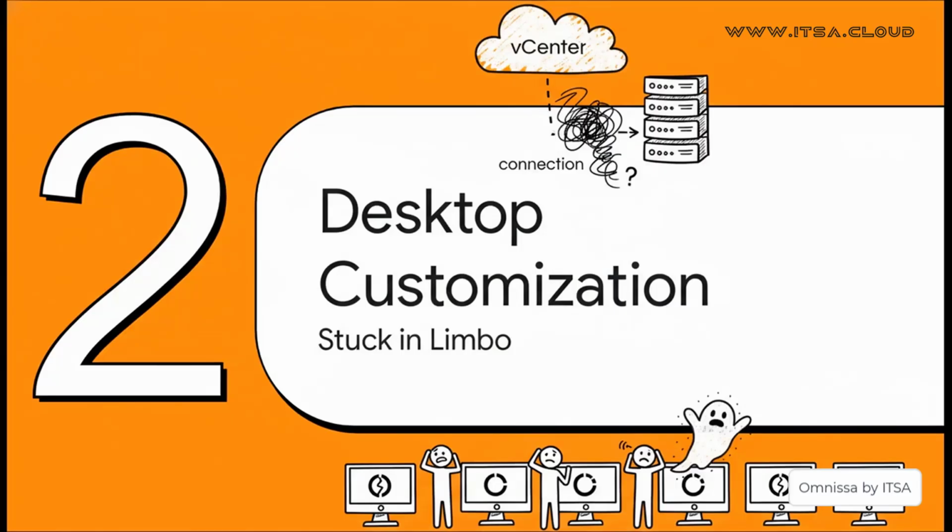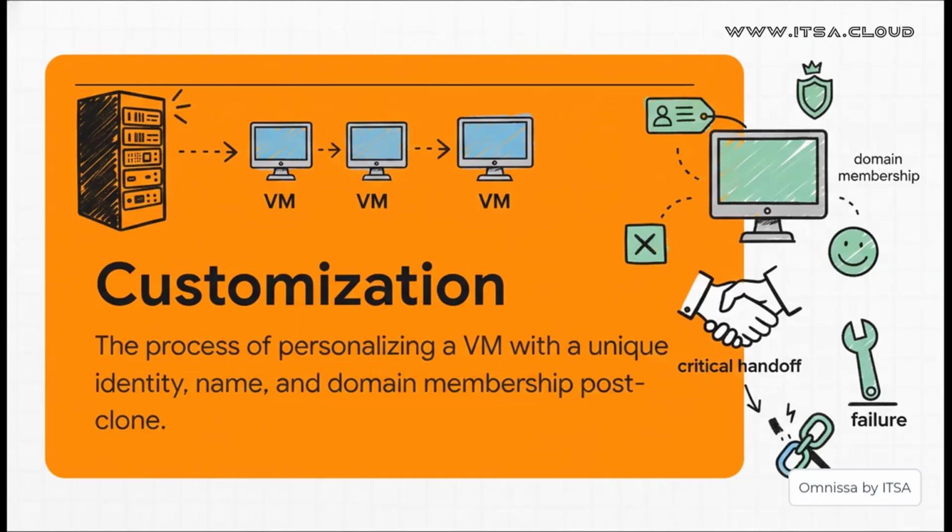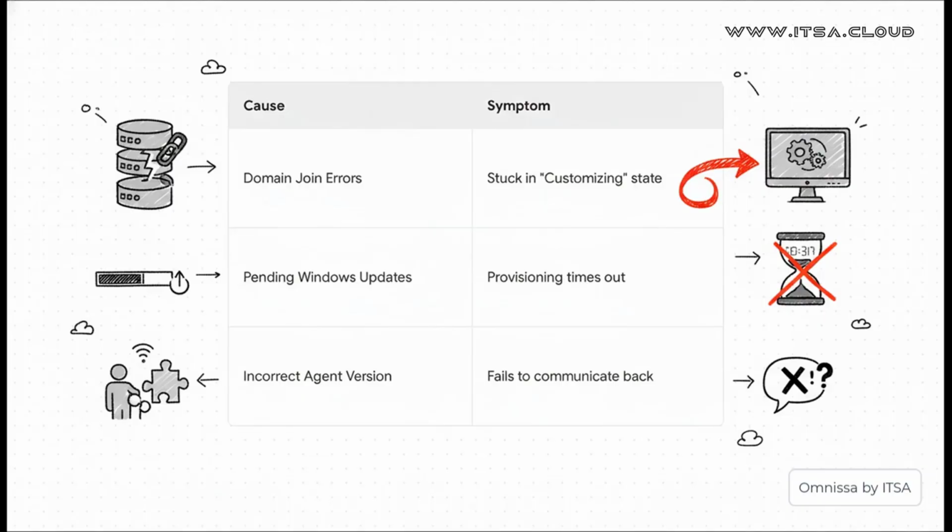Okay, so let's move on to the next big problem area. Because even if your connection to vCenter is perfect, your virtual machines can still get totally stuck in this weird limbo during the customization phase. So what is customization anyway? Well, think about it like this. After Horizon makes a copy of your golden image, it can't just leave it like that. It has to make it unique. It gives it a new computer name, it joins it to your domain, it gets it ready for a real person to use. This is a super critical step, and man, it is such a common place for things to go wrong.